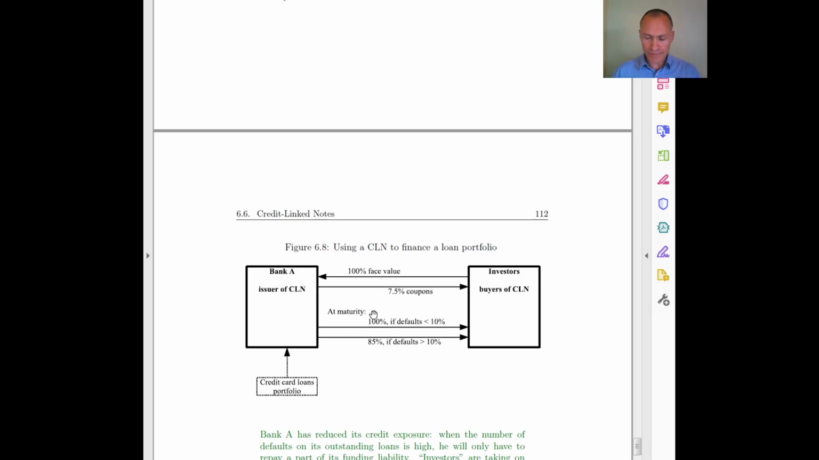And the credit risk transfer is specified, for example, like this. If there are defaults below 10% in this underlying portfolio here, we pay 100% to the investors. If the credit defaults are above some threshold, for example, 10%, so 10% of my loans are not paid back, then I only pay to outside investors a lower amount, like 85%.